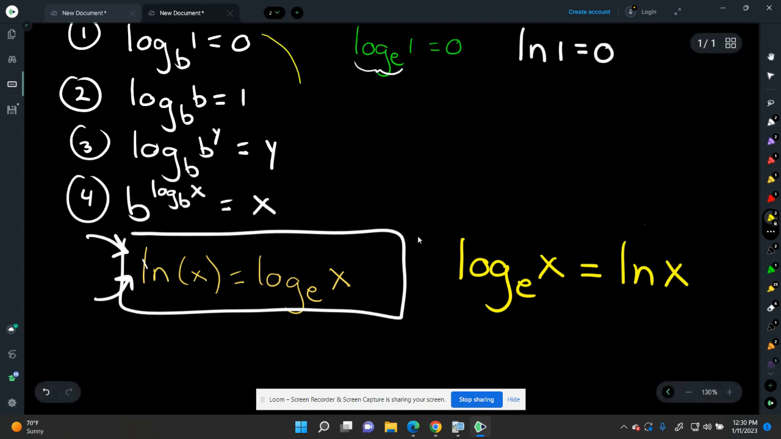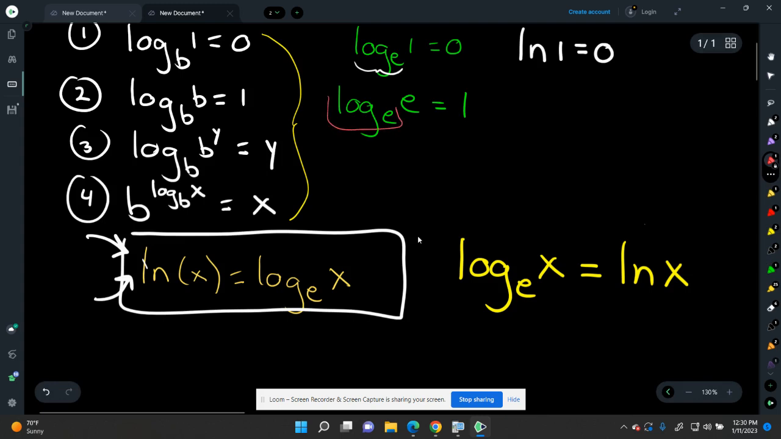So all of these properties that we learned, these 4 properties, they all apply to the natural log because all of these properties can be written as log base e. So log base e of e, what does that equal? 1. Well, instead of writing log base e, what can I write in shorthand notation? Natural log of e. That equals 1.